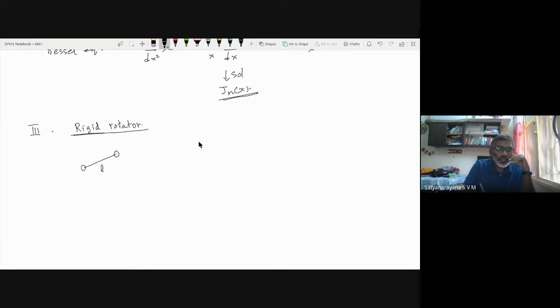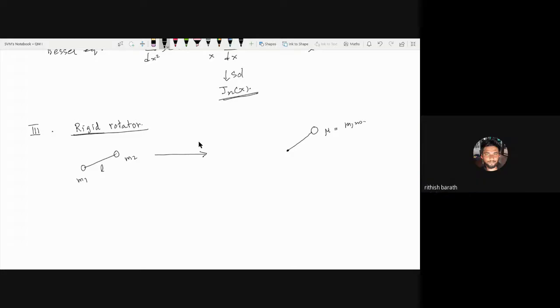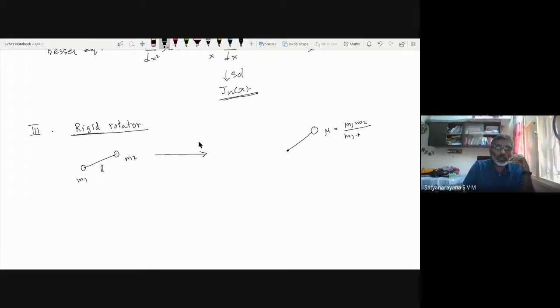Okay, so now this problem can be translated into a one body problem. So let's say this is mass m1 and this is mass m2. An equivalent one body problem will have some point and then some mass, and this mass is the reduced mass. So that is equal to m1 m2 by m1 plus m2. Okay, so this is something which always can be done. A two body problem can always be considered as a one body problem. Now this r is fixed, so this is fixed r.